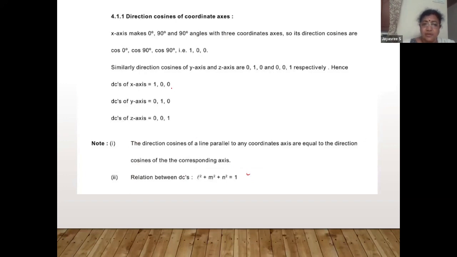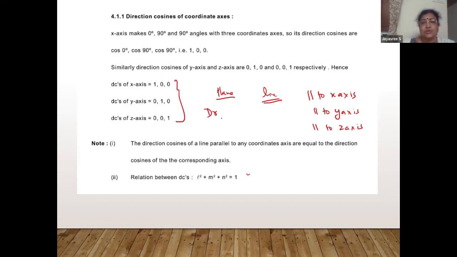While I'm talking here, this point is very important. Later, while we are writing either the plane equation or the line equation, when the concept of parallel to x-axis, parallel to y-axis, or parallel to z-axis comes, at that time we need the direction ratio, or direction cosine; both are the same in this case. 1, 0, 0 is the direction cosine with respect to the x-axis, 0, 1, 0 with respect to the y-axis, 0, 0, 1 with respect to the z-axis. This is important.